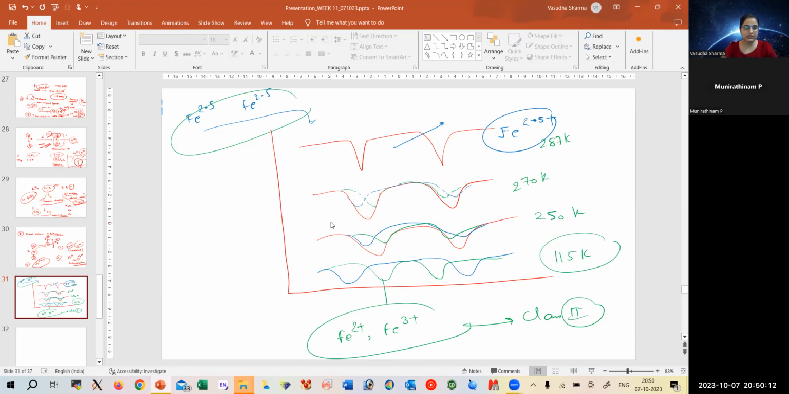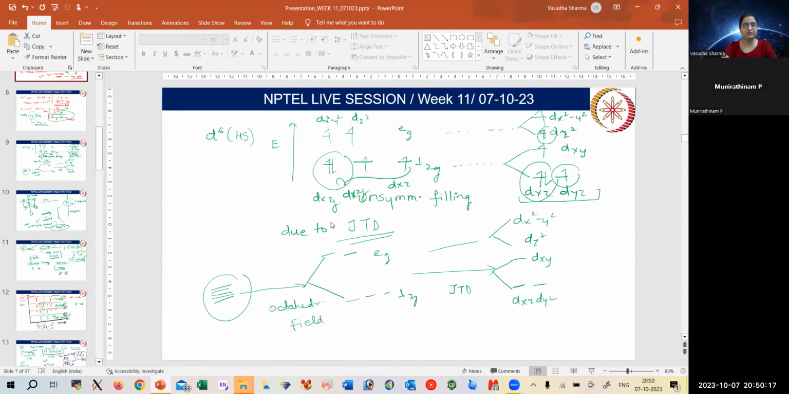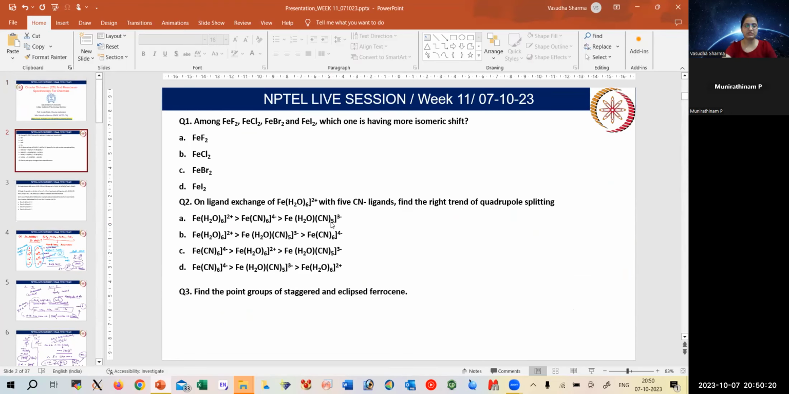Okay, so now we'll quickly take up the questions. If you have understood today's lecture, you will be able to answer the questions. So the first question is straightforward because we took the first example of this one. Among iron F2, Cl2, Br2, I2, which one is having more isomeric shift? Whenever they are asking which one is having more isomeric shift, they are not defining negative or positive, consider that to be a positive one. That means they are talking about the positive ones only. So you need to identify and tell me the answer, which one. You have already tried this question, so this would be quite easy for you.